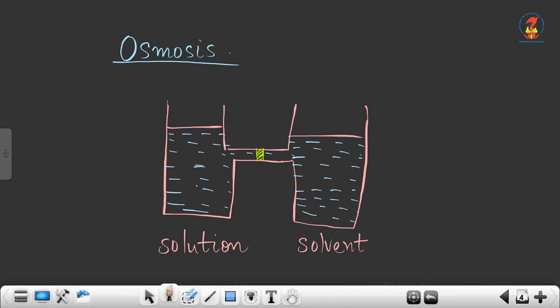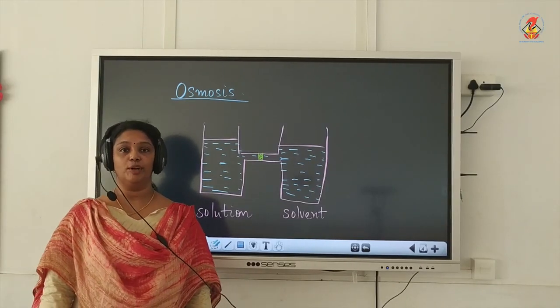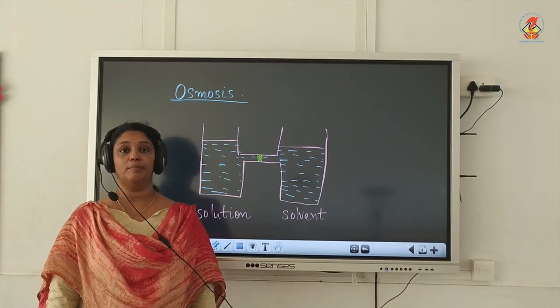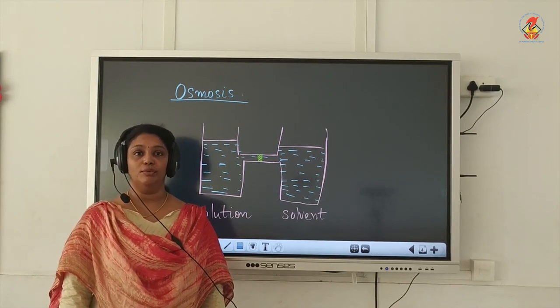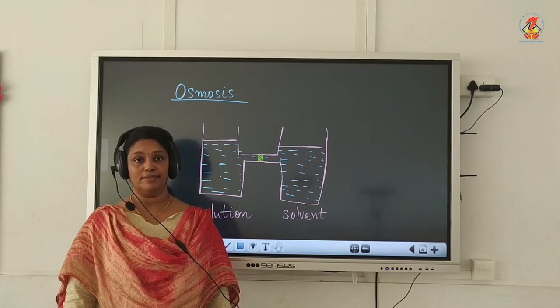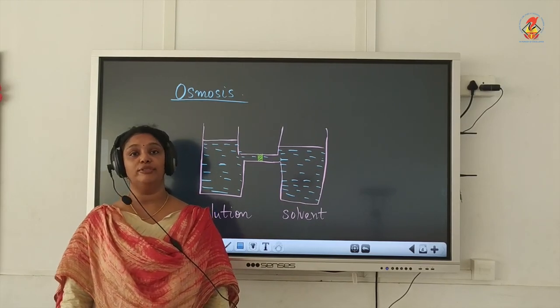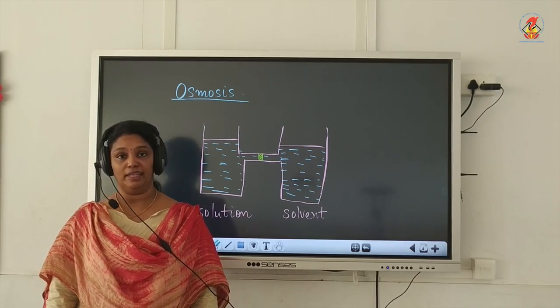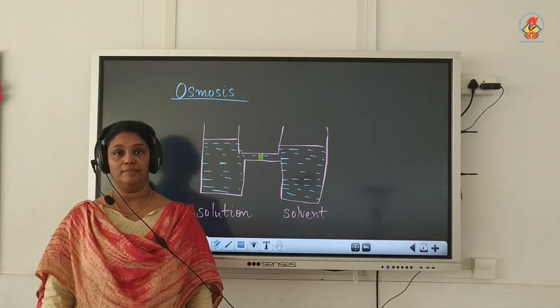Good morning. Today we are going to discuss the fourth colligative property of solution, osmosis and osmotic pressure. First, let's see what we mean by the term osmosis. Osmosis is the flow of solvent through a semi-permeable membrane to solution.